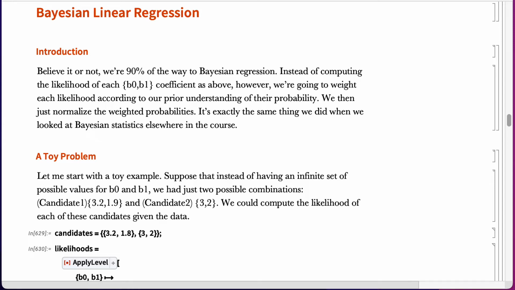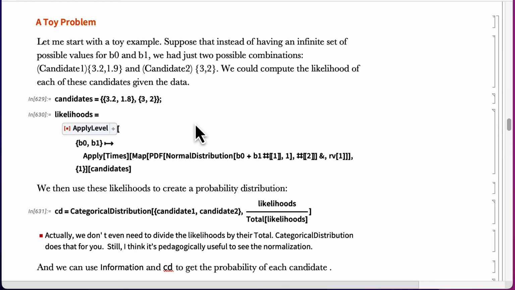Now, instead of computing the likelihood of each B0, B1 pair of coefficients as above, I'm going to weight each likelihood according to our prior understanding of the probability. And then we're just going to normalize the weighted probabilities. It's really the same thing we did when we looked at Bayesian statistics elsewhere in the course. Let me start with a toy example, and if you understand the toy, I really think you're going to get it. Okay, supposing that B0 and B1 couldn't just take on any values they wanted.